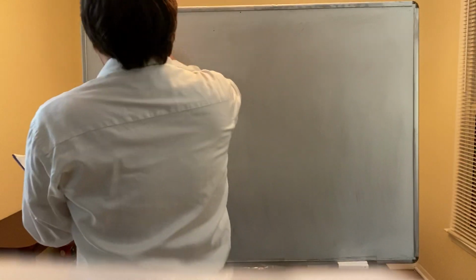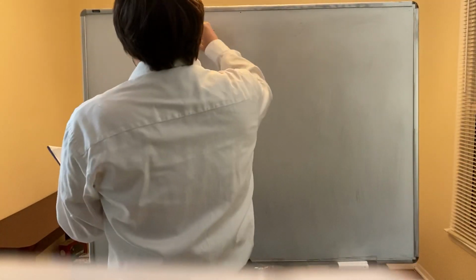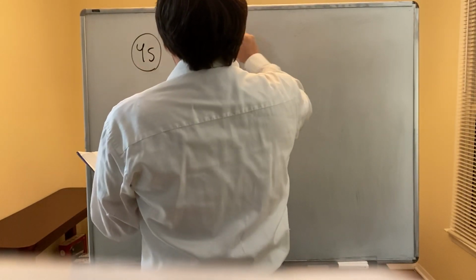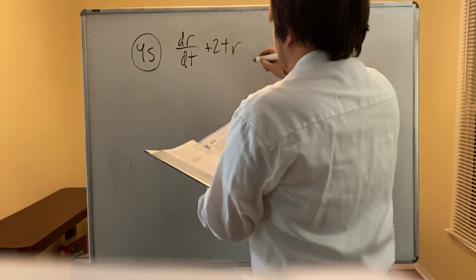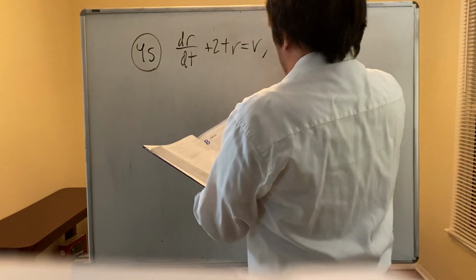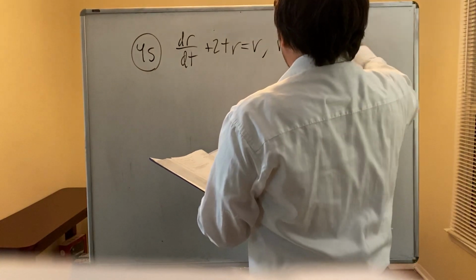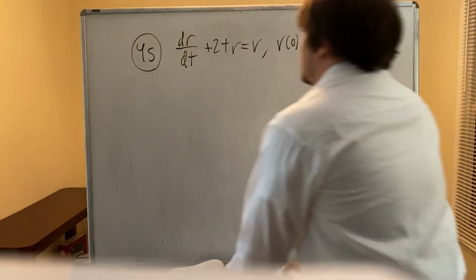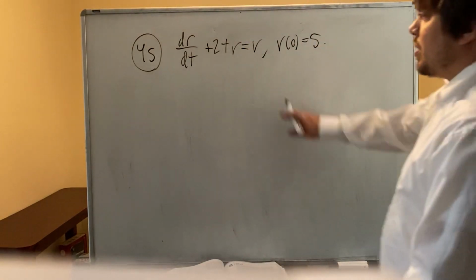Okay, so let's do number 45. Number 45 is solve the initial value problem. dr/dt plus 2tr is equal to r, and r of 0 is equal to 5. All right, so let's solve this initial value problem.